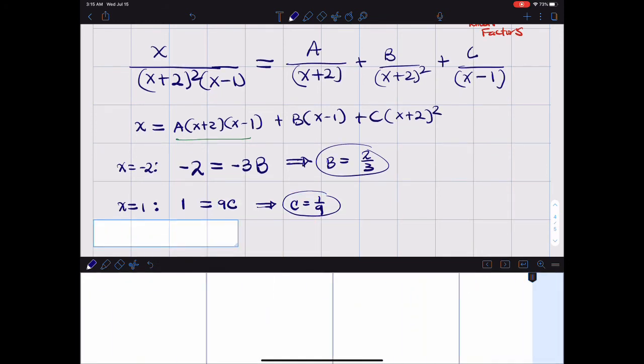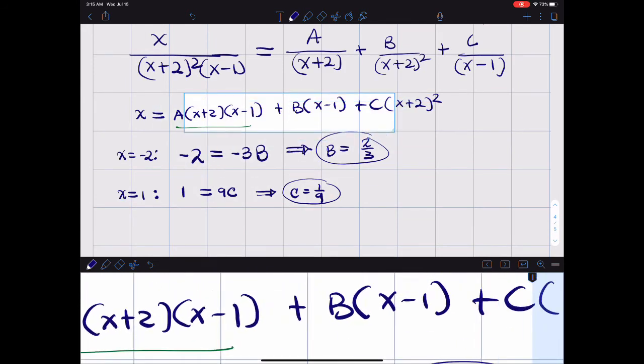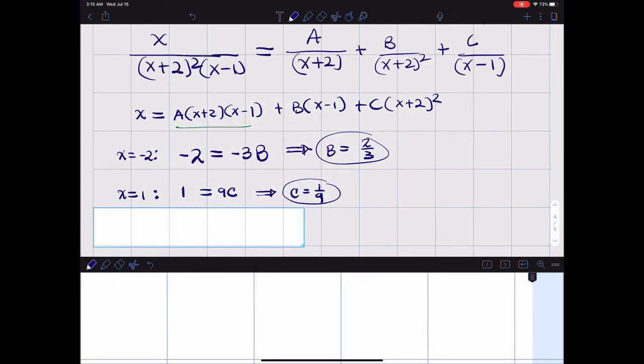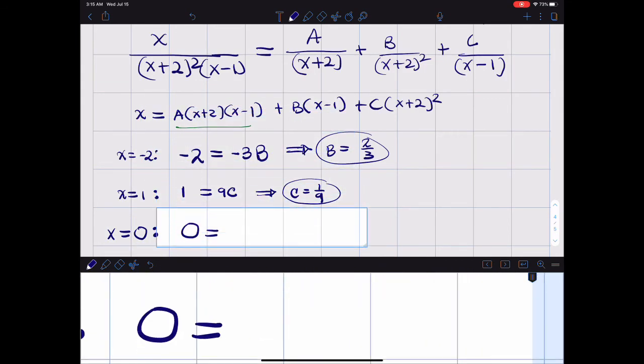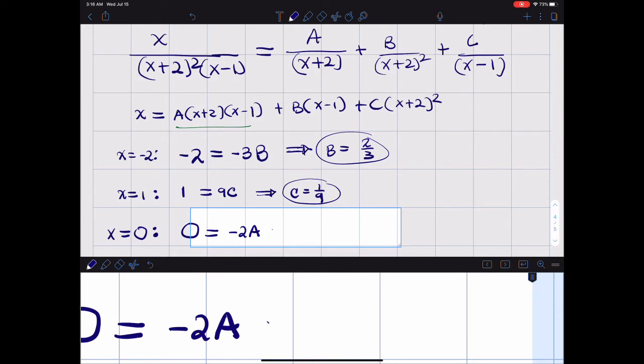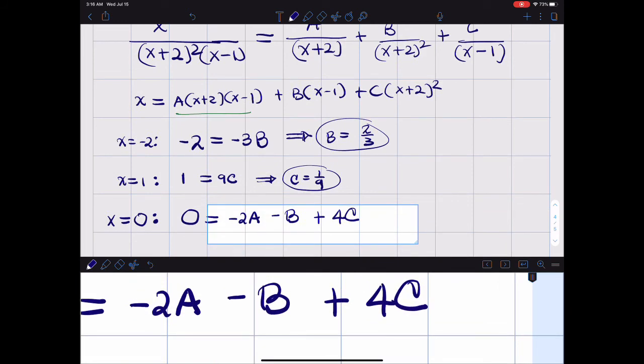All right. Now, if you look, there's nothing else we can do to eliminate one thing or the other. But who is to say we can't plug in more numbers? We can plug in more numbers. We can say, let x be 0. Just choose any number at all. Choose a simple number, which is 0 in this case. If I make x 0, the left-hand side is 0. And if I plug in 0 for the first term, I get minus 2A. For the second term, I get minus B. For the third term, I get plus 4C.